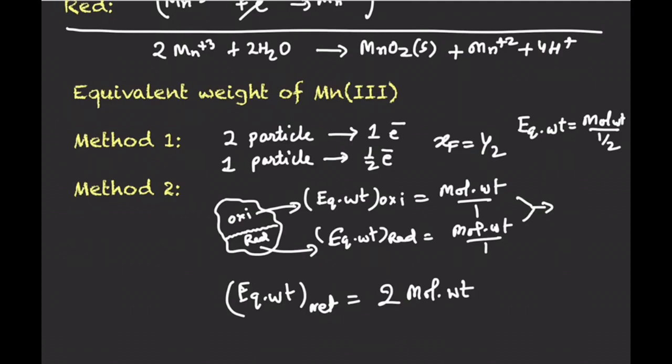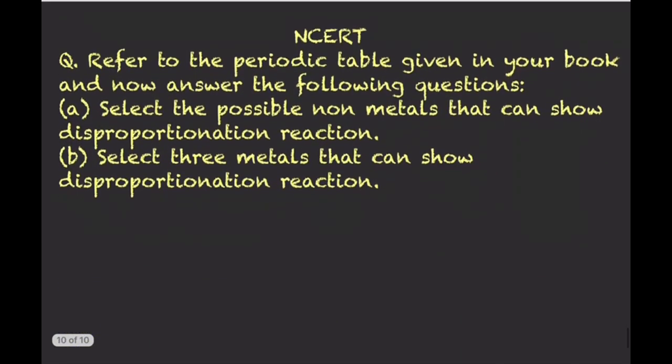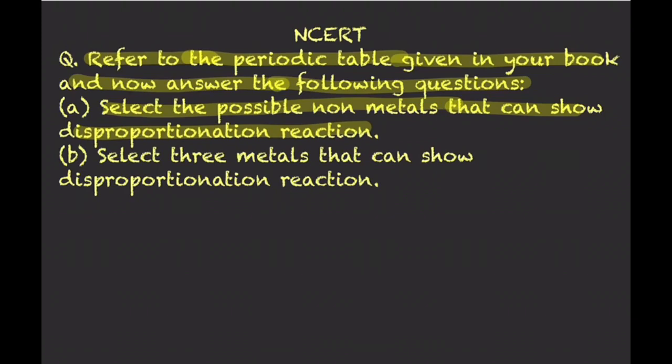So I hope that now you know how to balance a disproportionation reaction and how to calculate the equivalent mass of a chemical species participating in a disproportionation reaction. So let us solve the last question given in NCERT about this topic. Let me read the question first. Refer to the periodic table given in your book and now answer the following questions. Select the possible non-metals that can show disproportionation reaction. Select 3 metals that can show disproportionation reaction.